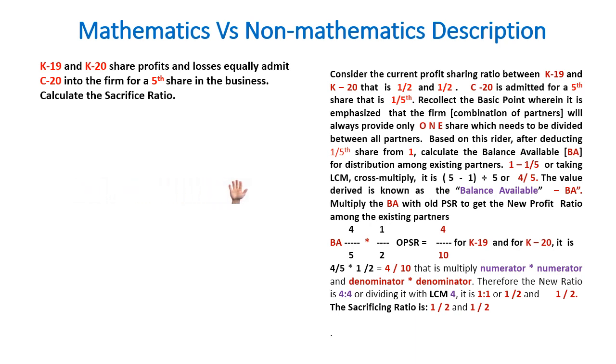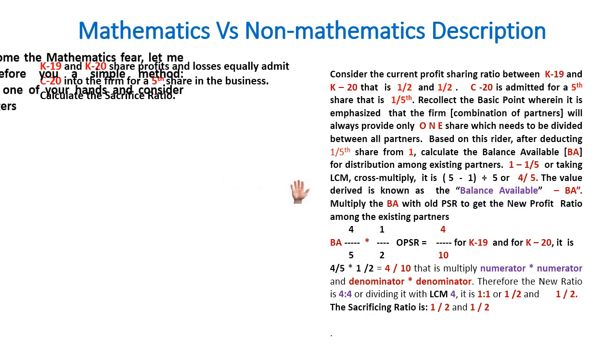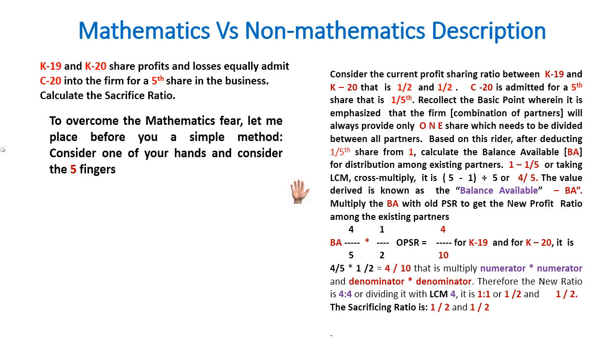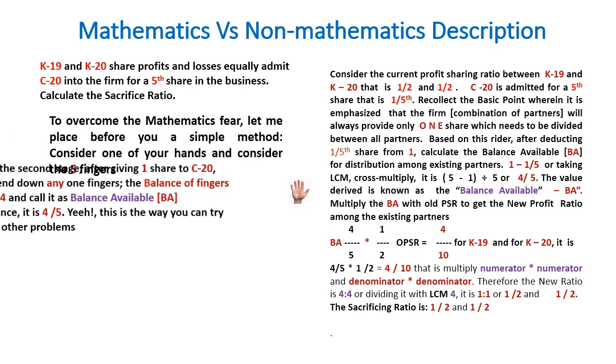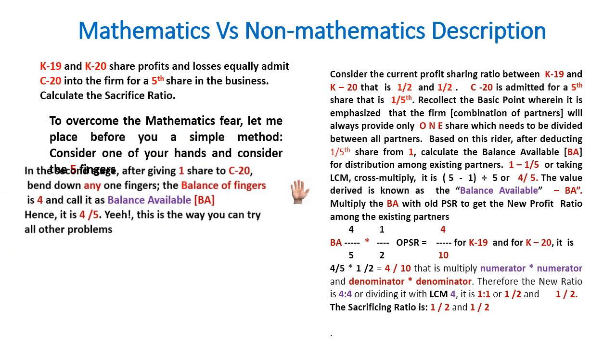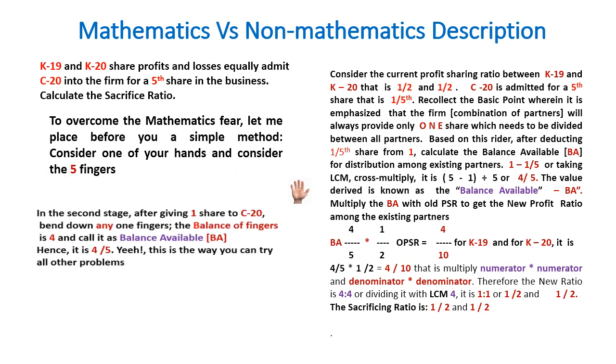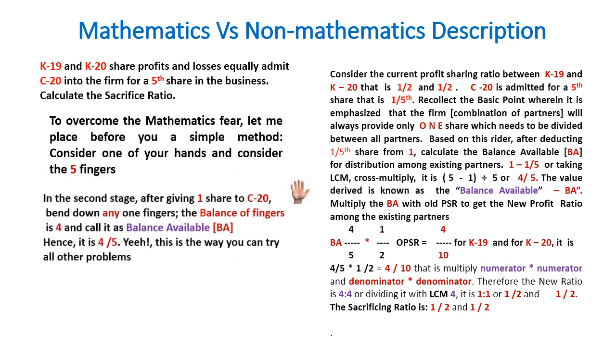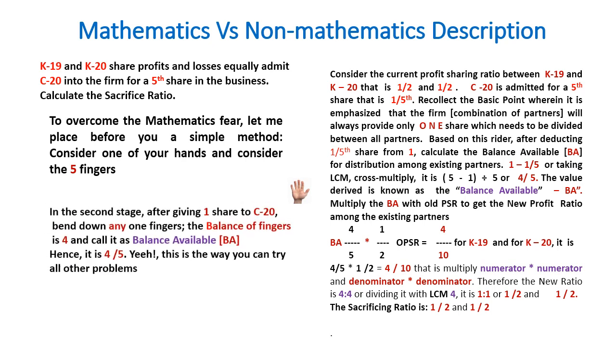Now the non-mathematical method. Take one of your hands and raise your 5 fingers. To overcome the mathematics, let me place before you a simple method. Consider one of your hands and consider the 5 fingers. If it is a fourth share, consider only 4 fingers. After considering the 5 fingers, in the second stage, after giving one share to C, bend down any one finger and consider the balance of the fingers, which is 4.